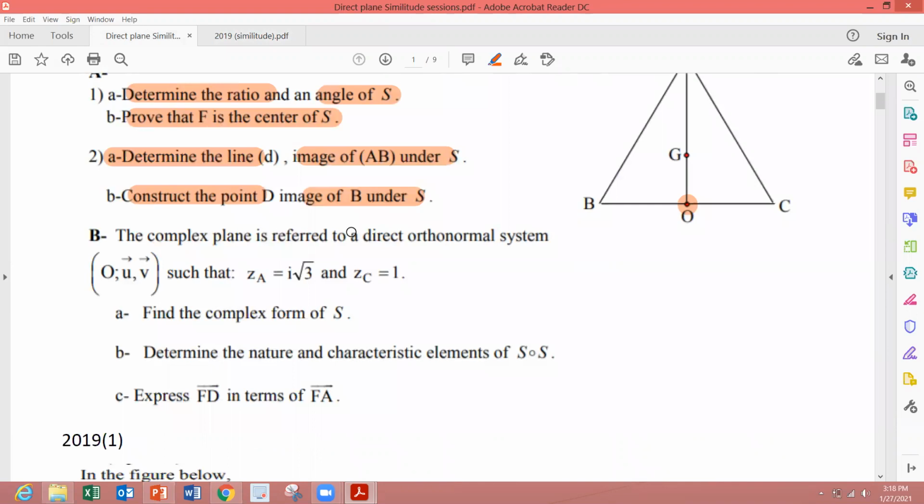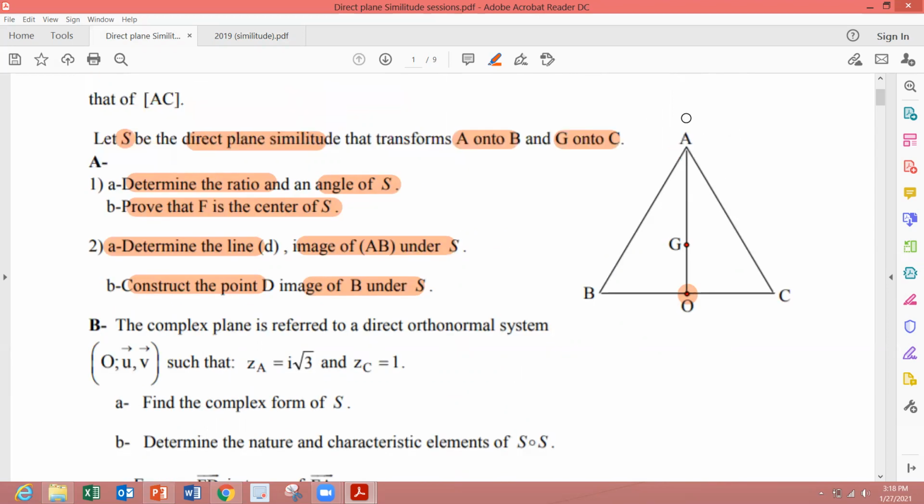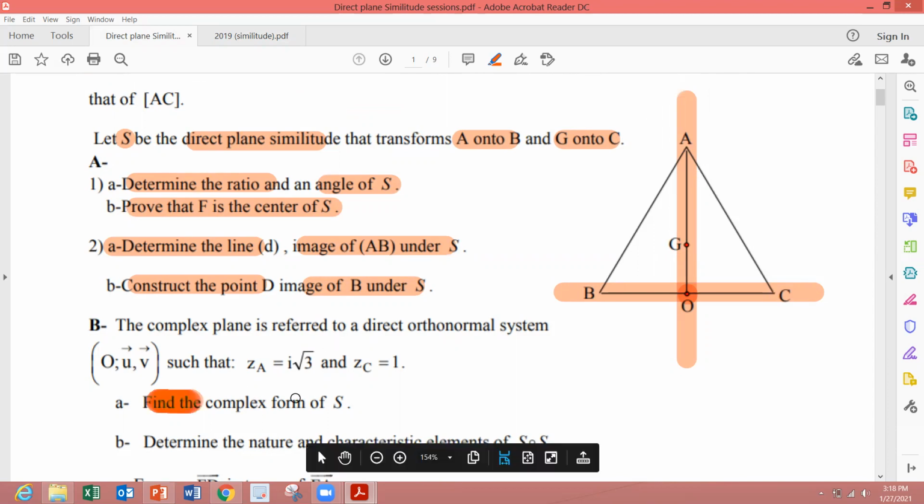The plane is referred to a direct orthonormal system OUV. We took the orthonormal system OUV, ZA equals i radical 3, ZC equals 1, meaning OC equals 1 and OA equals i radical 3. Determine the complex form of S. How do we determine the complex form of S?